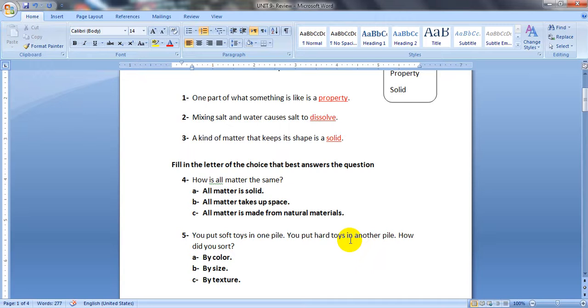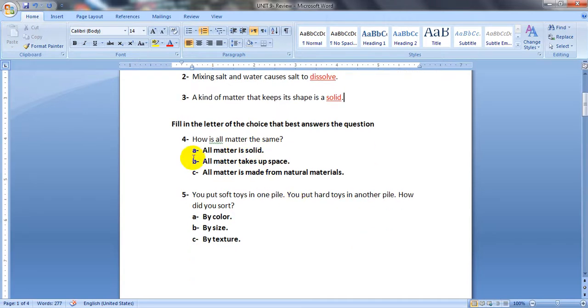You need to choose or underline just one sentence here. You have number 4. How is all matter the same? All matter is solid. All matter takes up space. All matter is made from natural materials. Do you know what is the meaning of natural? Natural means that it comes from nature. Nobody made it. We find it like this.